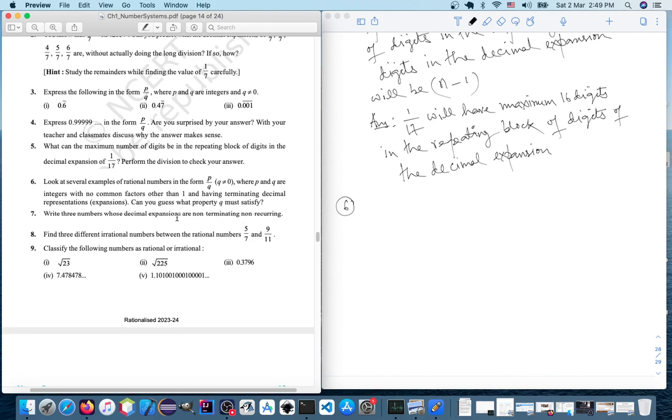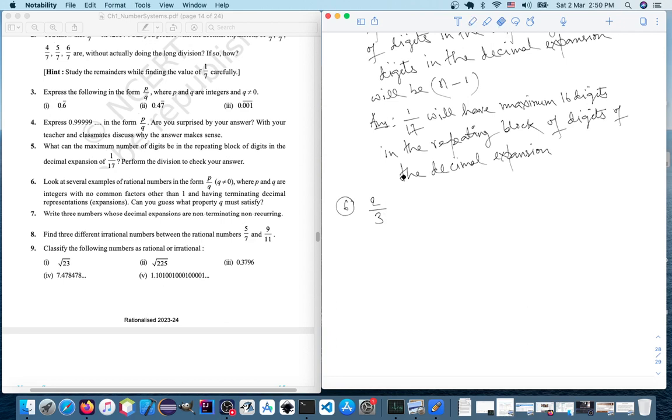So let's consider some co-primes, like say 2 by 3. This is a co-prime, but the number should have a terminating decimal. 2 by 3 doesn't have a terminating decimal. 2 by 3 is 0.66666. No, this is not an example. You must have a terminating decimal.